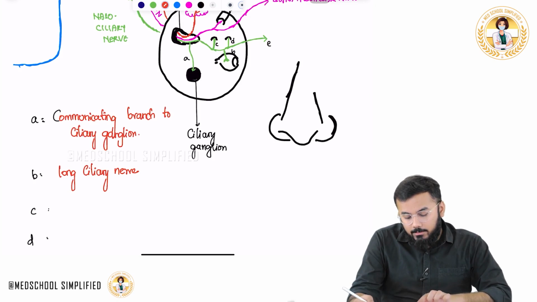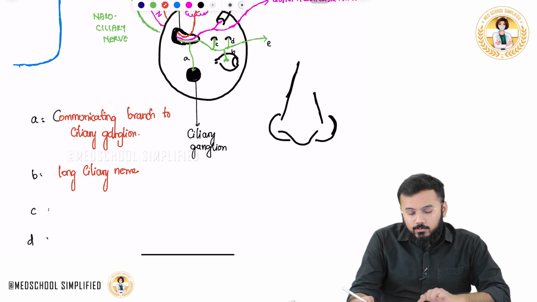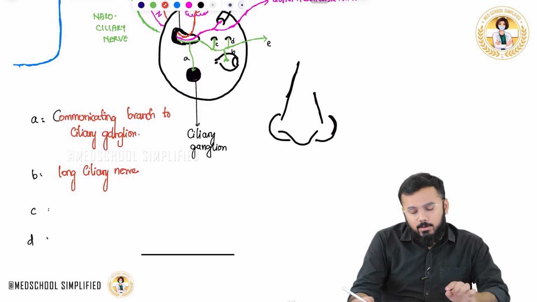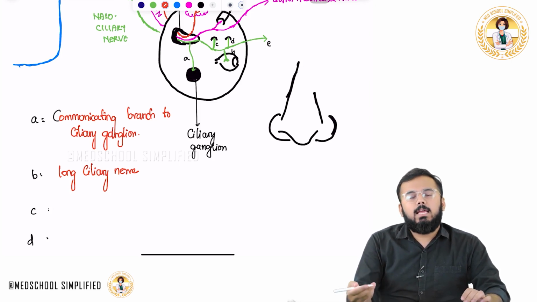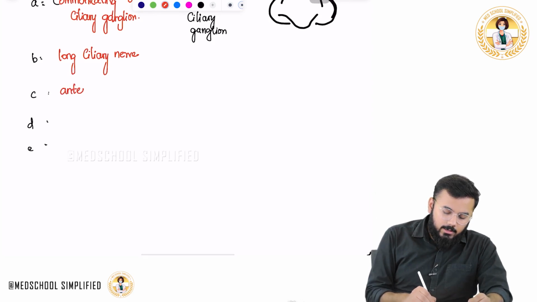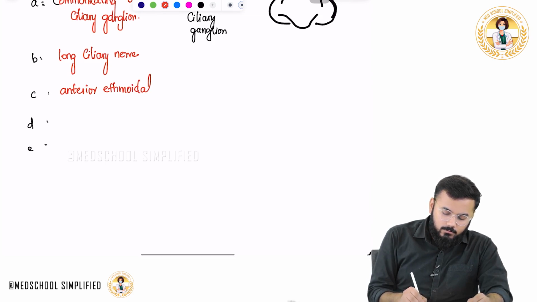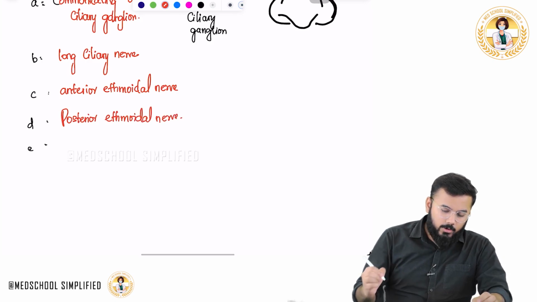Branch number C and branch number D are entering into some openings, some foramens, right? So these foramens are called the anterior ethmoidal foramen and posterior ethmoidal foramen. So the nerves passing through these foramens are also called the anterior ethmoidal nerve and posterior ethmoidal nerve. So the nerve here is the anterior ethmoidal nerve. Next, D is the posterior ethmoidal nerve.